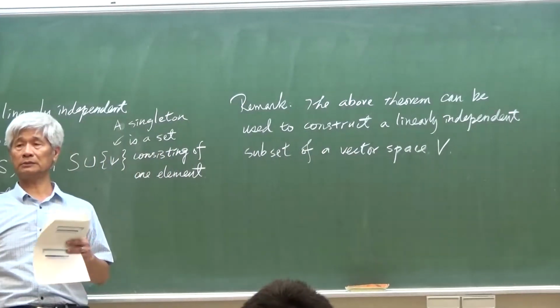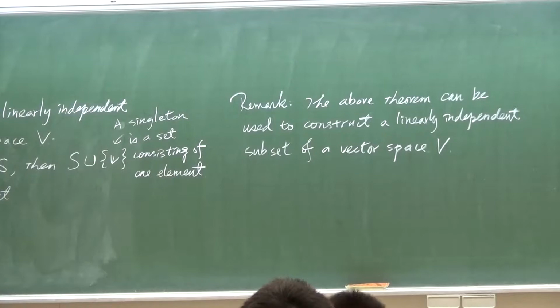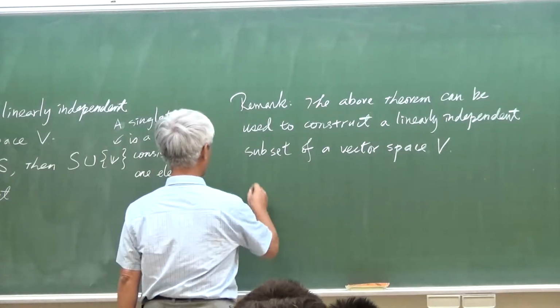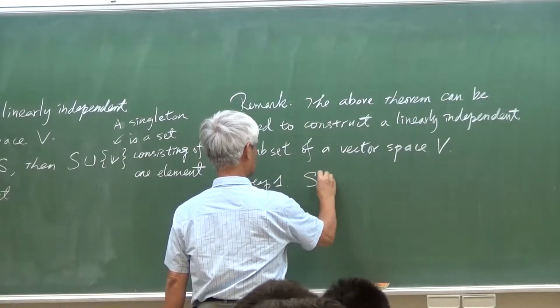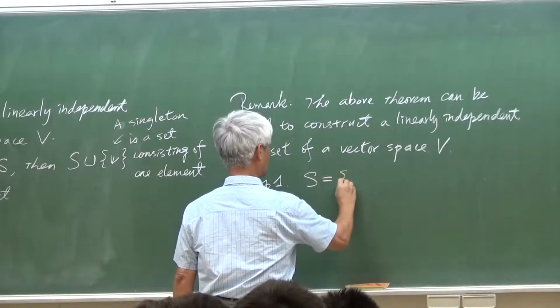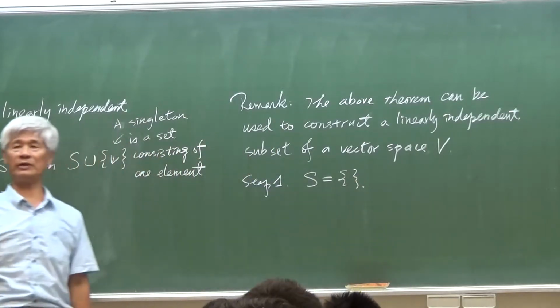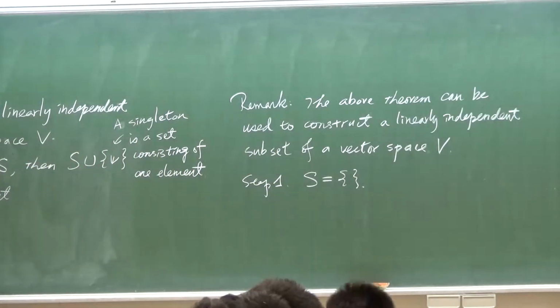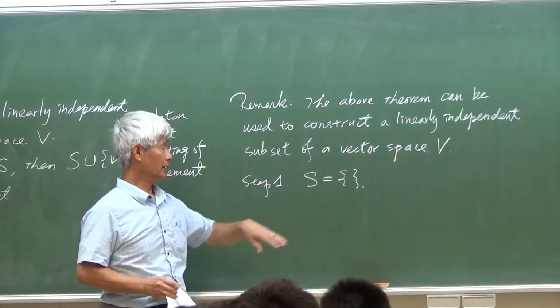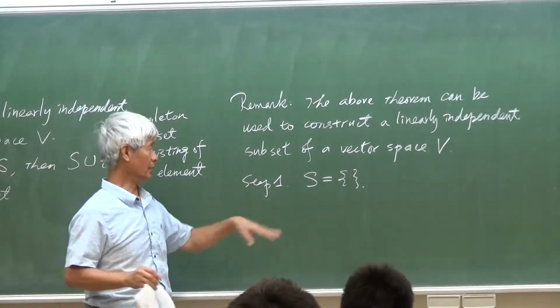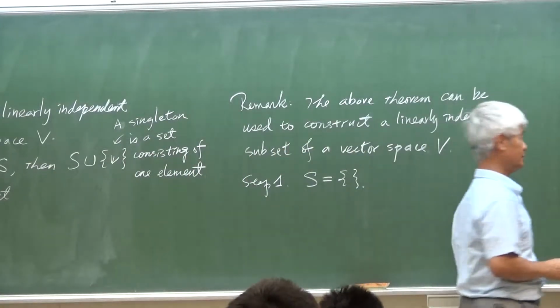So, given an arbitrary vector space, we can use this theorem to construct a linearly independent set. How? Well, step 1, we let S equal the empty set. Our target is a linearly independent set, right? So at first we have nothing, so S is an empty set. There's nothing here.